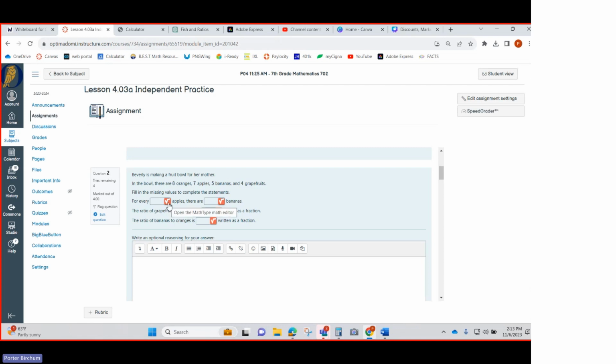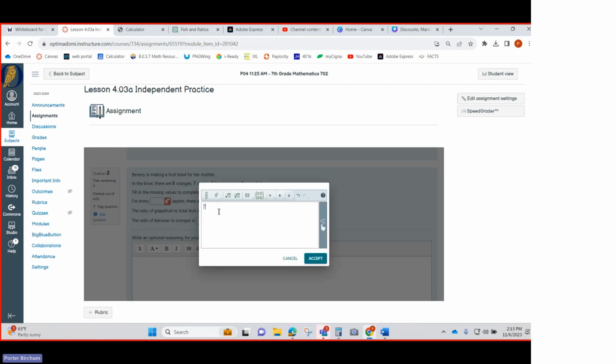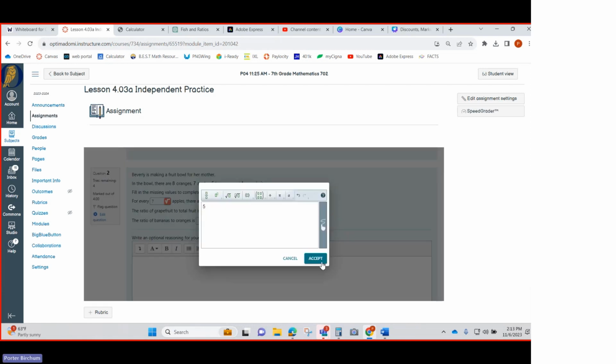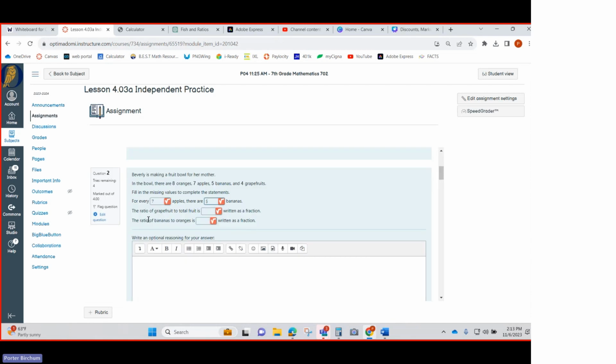Got to make sure I click on this red math button to type in my answer, so that way I avoid bugs. There are how many bananas? Oh, I have 5 bananas. Click on the red math button to type in my answer to avoid bugs. The ratio of grapefruit to total fruit is written as a fraction. So how many grapefruit do I have? How many total fruit do I have? Grapefruit. Oh, I have 4 grapefruit. But then how many total fruit is there?